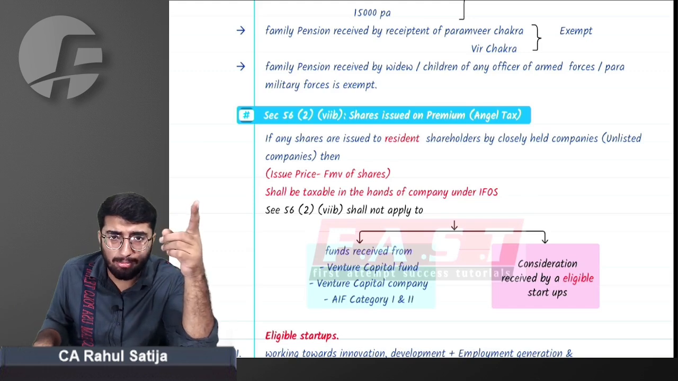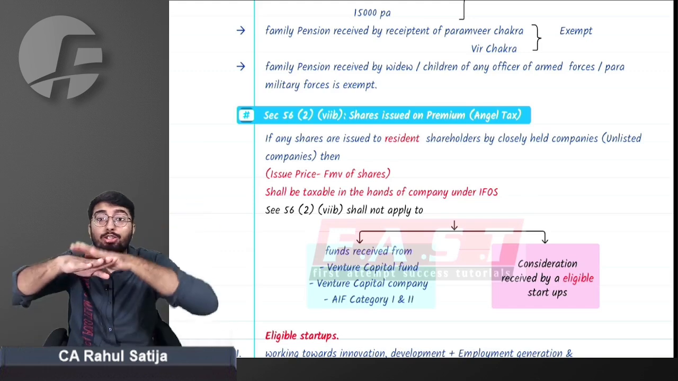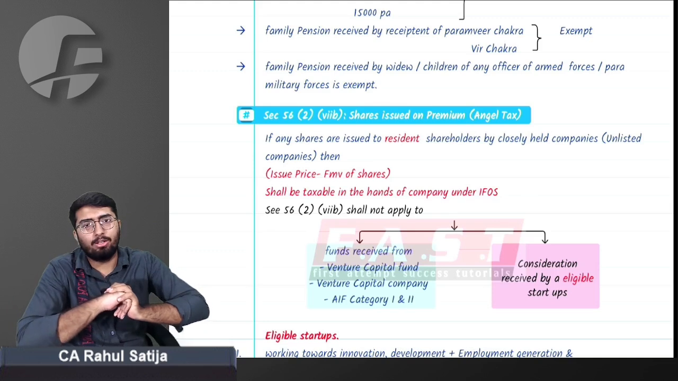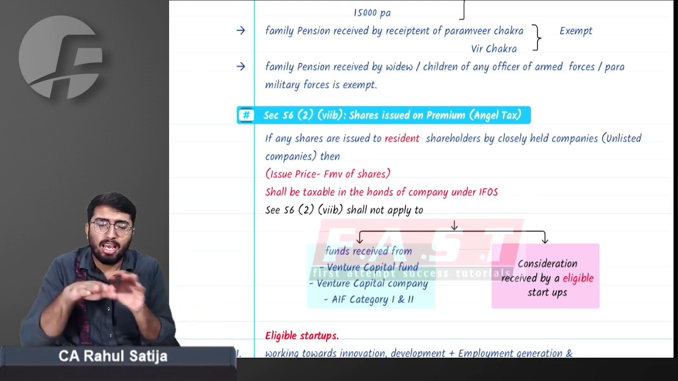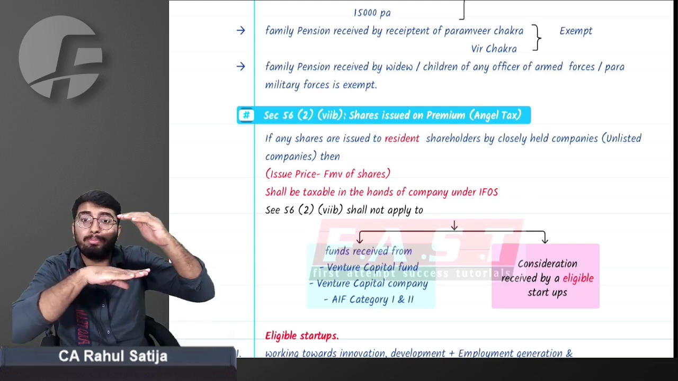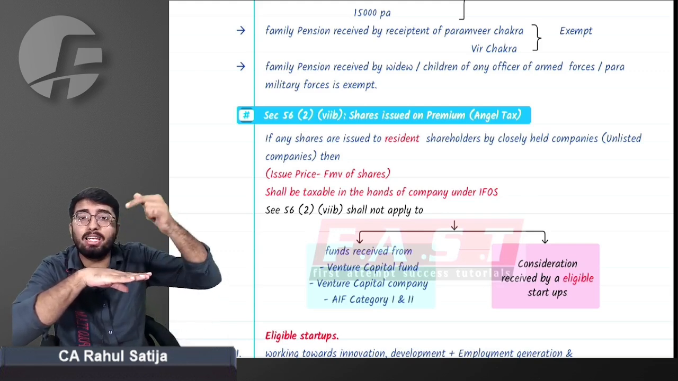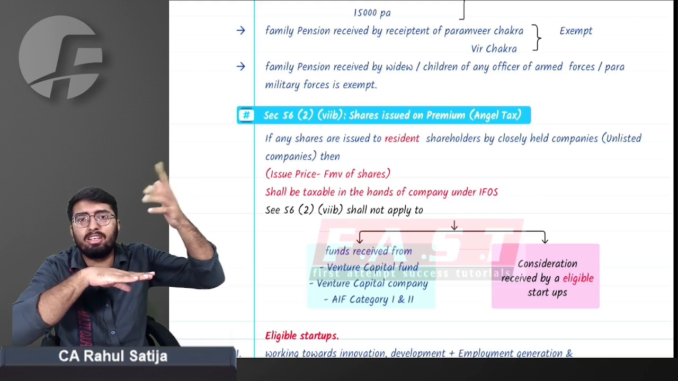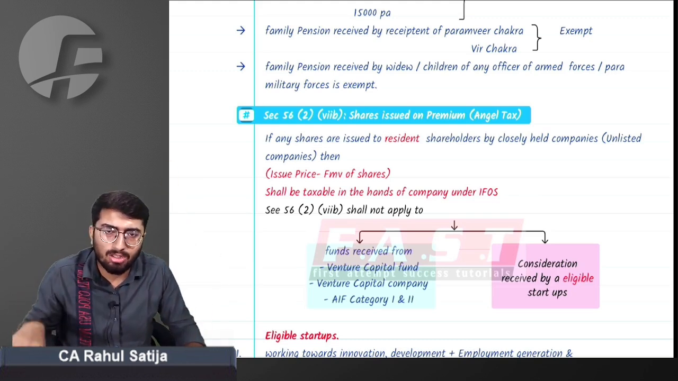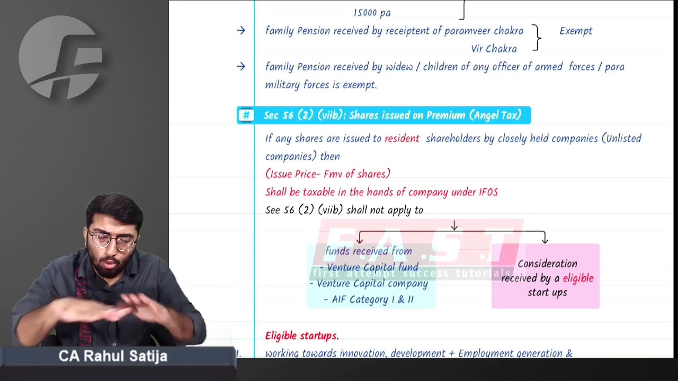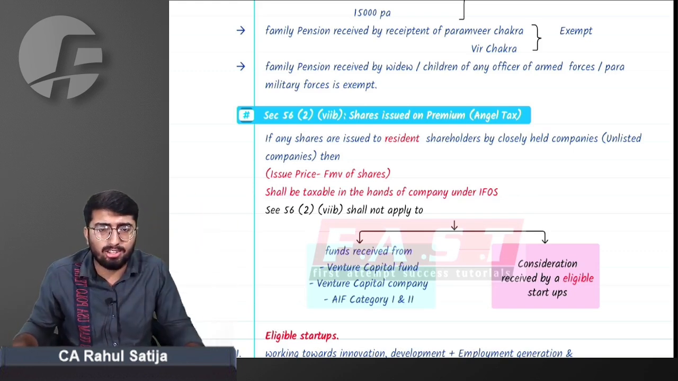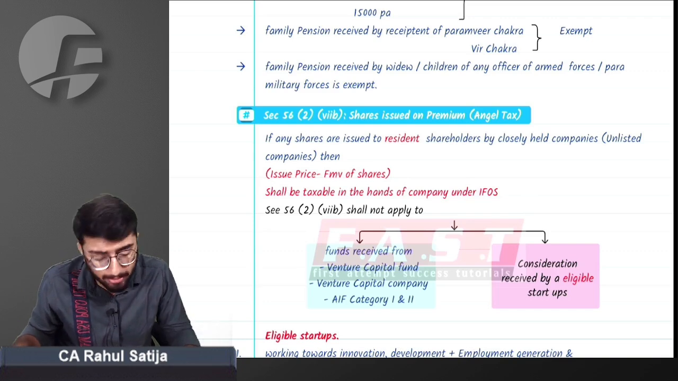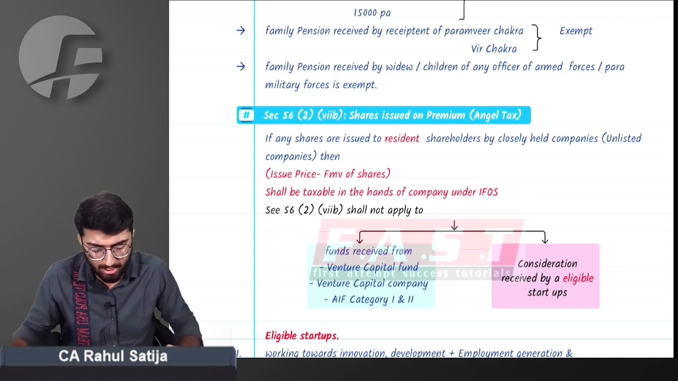If shares are issued at a premium and even issued above their fair market value, see, there is a fair market value of every share. If shares are issued over and above the premium, and even over and above their fair market value, in that case, whatever money the company receives over and above the fair market value will be chargeable to angel tax under section 56(2)(viib). Read along with me.